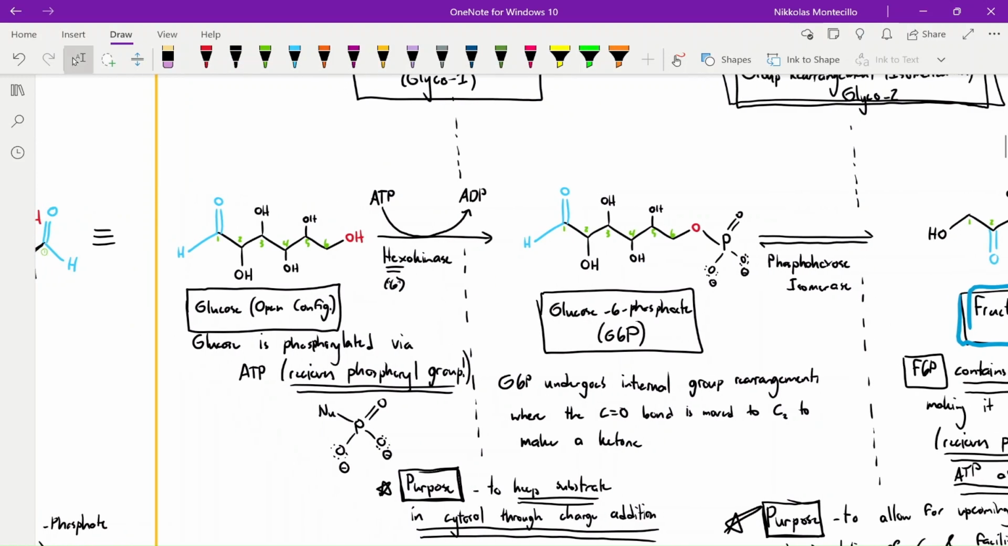So when we add a phosphoryl group, there are charges present, and as we know, charges present on a molecule make the membrane impermeable to these molecules. So it's more difficult for glucose to leave.